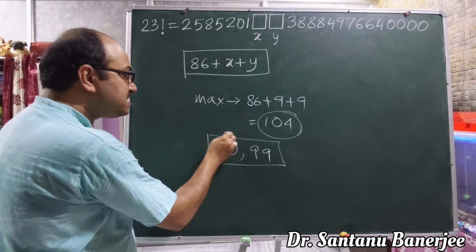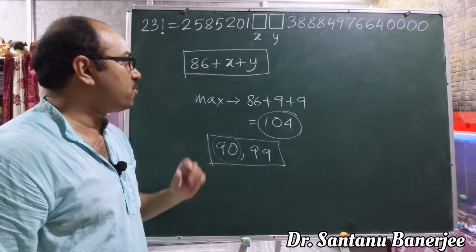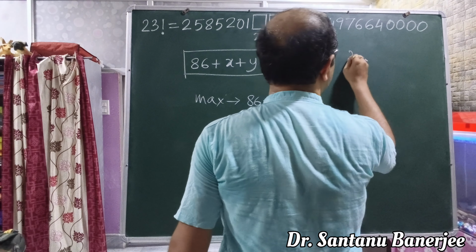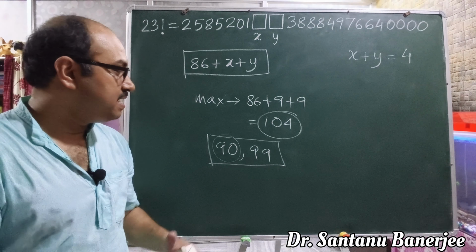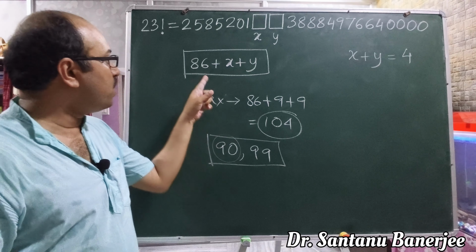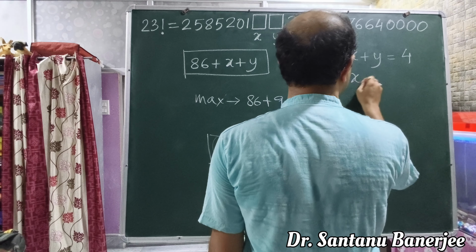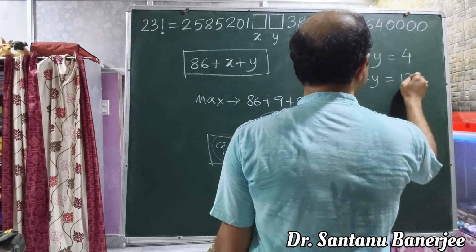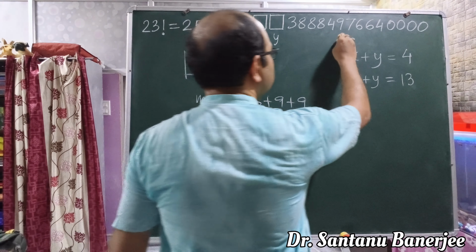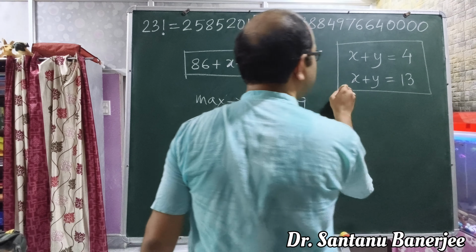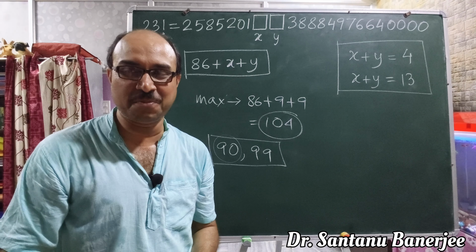If you reach 90, how much do you have to add after 86? That is 4. So x plus y can be 4. And if the number is 99, what do you have to add after 86? That is 13. So x plus y can be 13 also. So these are the two assumptions that we can have: x plus y can be 4, x plus y can be 13. Now let us move on to the next part of solving this problem.